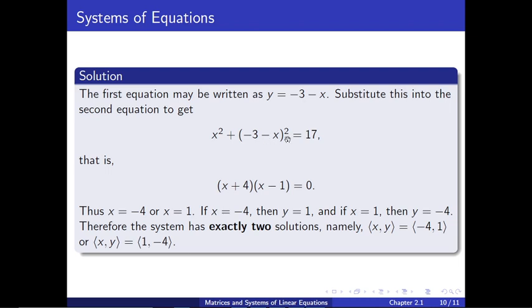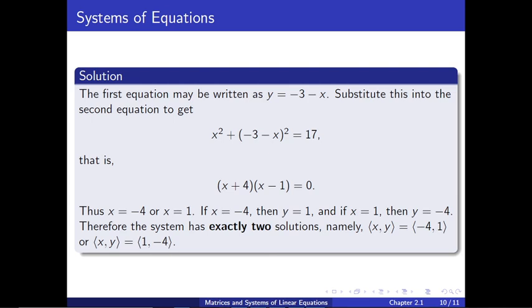And if we expand and then simplify and factorize, we find out that we have (x plus 4)(x minus 1) is equal to 0. So what it means is x is either equal to minus 4 or x is equal to 1, right? So when x is equal to minus 4, y is equal to 1. And when x is equal to 1, y is equal to minus 4. Therefore, the system has two solutions. And if we write them in vector form, (x, y) is equal to (minus 4, 1), or (x, y) is equal to (1, minus 4), right?